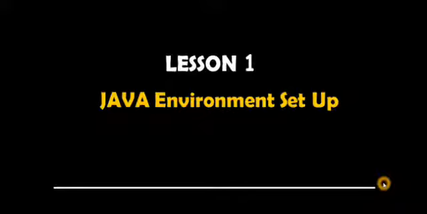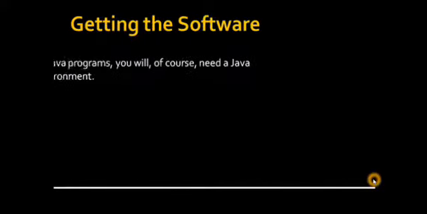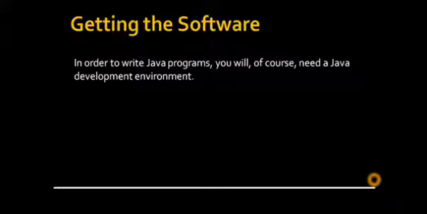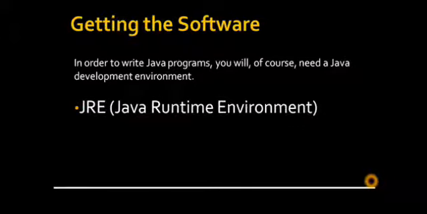And to do so, the first thing we need to talk about is how you can get the software. Because in order to write Java programs, you will need a Java environment. Those are the things you will need to put in place on your system to write Java programs. And first of which is your JRE, Java Runtime Environment.